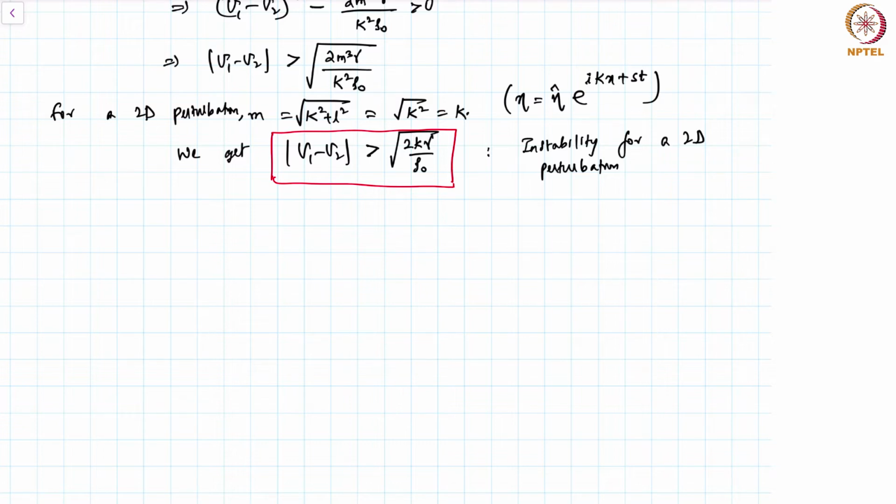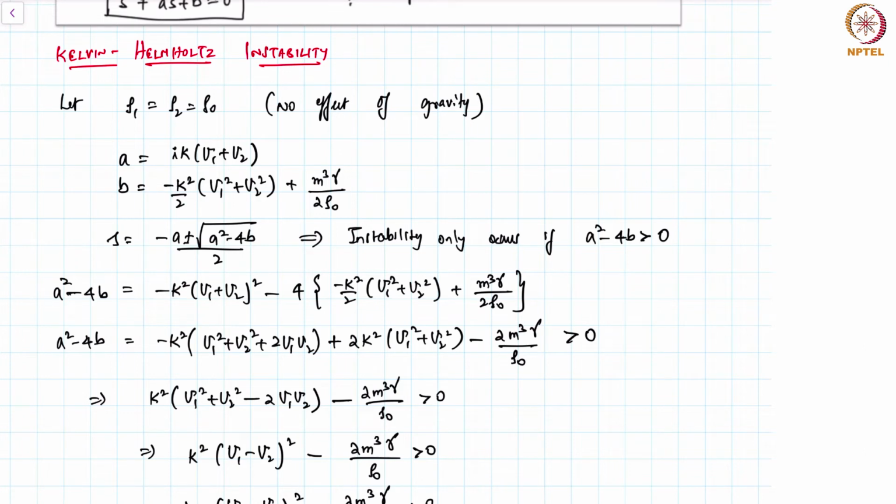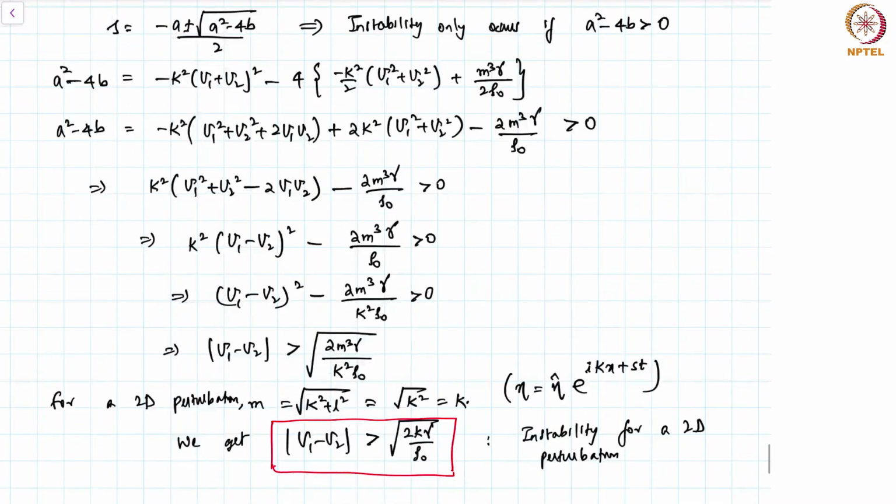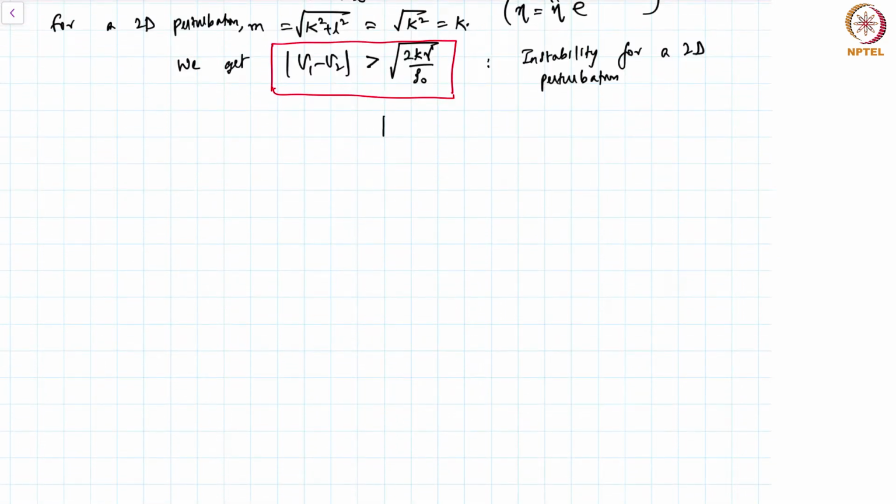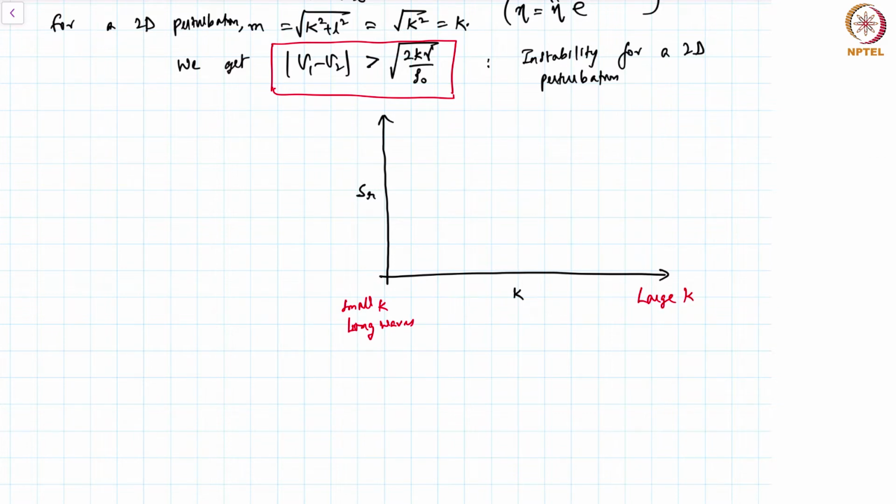So now that we have this u1 minus u2 cutoff, we have the expressions for a and b, and therefore I can also write down the full solution for s, and I leave it to you to work out the exact expression. s would just be minus a plus or minus the square root of a squared minus 4b, divided by 2. But essentially, if we make a plot of the real part of s versus k, small k would mean long waves, and large k would mean short waves.